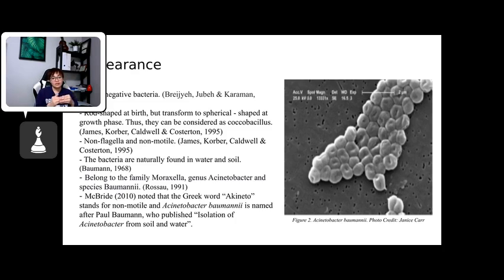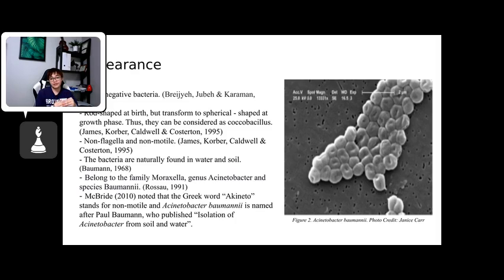The name Acinetobacter comes from the Greek word akineto, which stands for non-motile, and the full name, Acinetobacter baumannii, is named after Dr. Paul Baumann, who published the isolation of Acinetobacter from soil and water. Even though their name mentions the non-motile ability, some gliding and twitching motilities have actually been recorded.